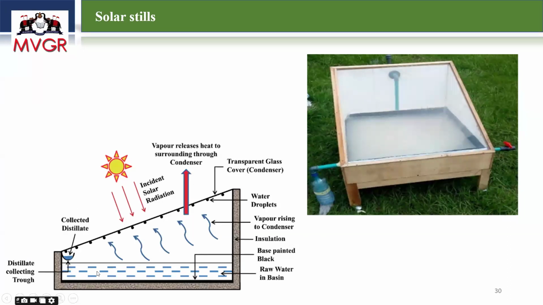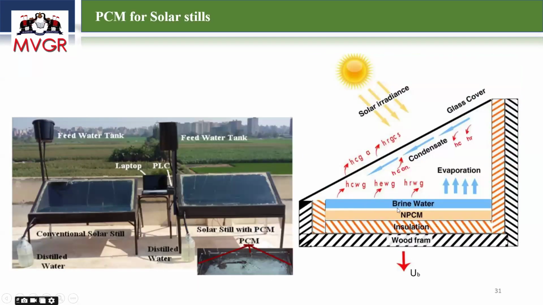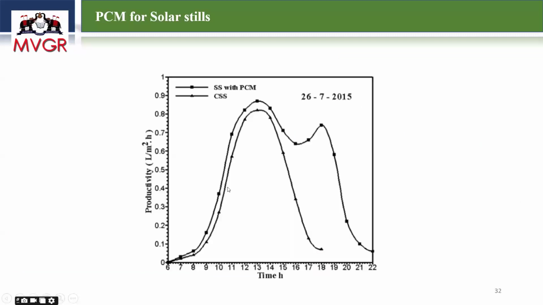Suppose you use the PCM material here, what will happen? Even at night, the heat from the morning time will be stored in the PCM, and that stored heat will be released here. So the water will keep on evaporating, condensing, and releasing fresh water. That is the advantage of using phase change material in solar stills.